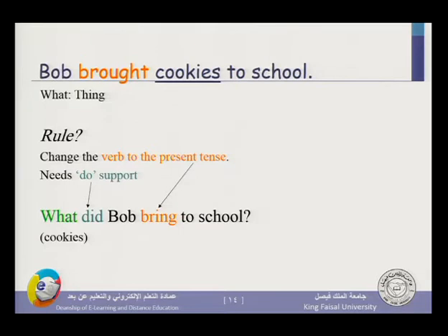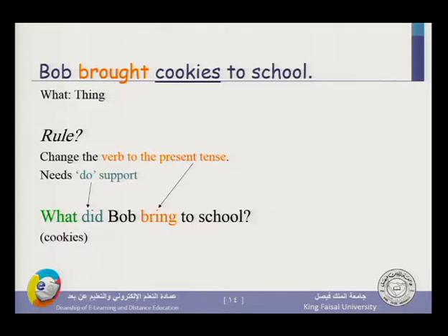Bob brought cookies to school. Now here, again, I want you to form a question. Now you ask yourself, do I have a helping verb? No, I just have the main verb. This means I must use do or does. Now, which one? Should I use do, does, or did? Depending on the sentence, is it past or present? Yes, it's past. This means I should use did.